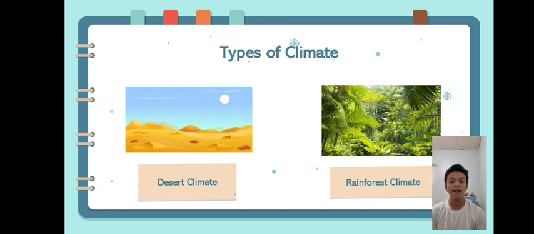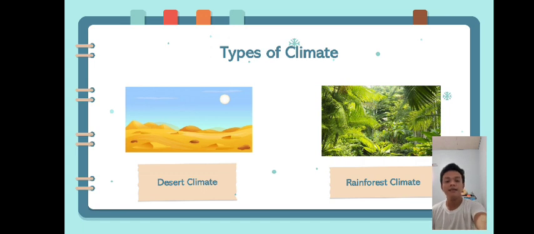And also hindi siya ganun malala yung weather niya doon. So, or yung climate niya, rather. So, ganun siya, ganun ang dalawang types ng climate, yung rainforest climate and yung desert climate.